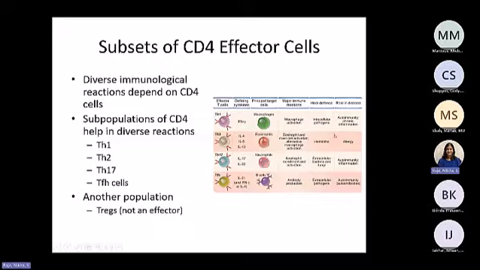Of course, some of these cells can cause damage. Th1 cells in that case will cause chronic inflammation or autoimmunity. Th2 can cause allergies. Th17, again, autoimmunity and inflammation, and then autoantibodies from B cells can lead to autoimmunity as well.